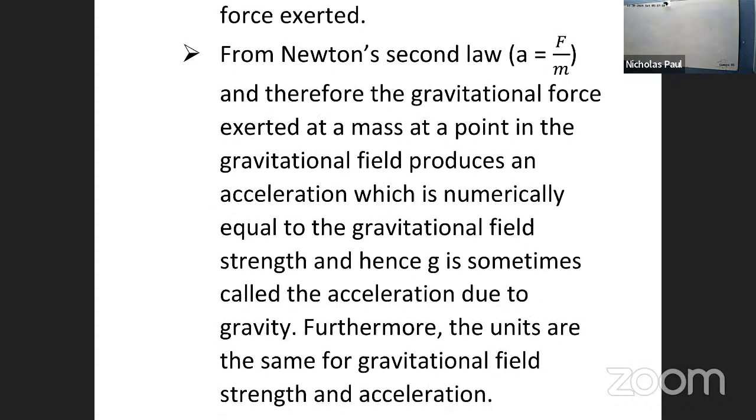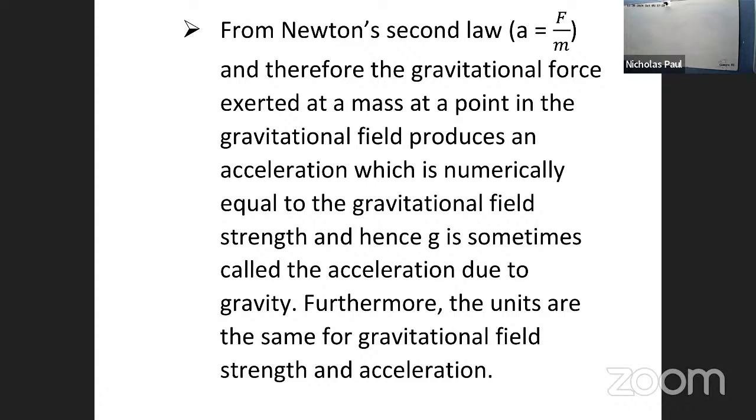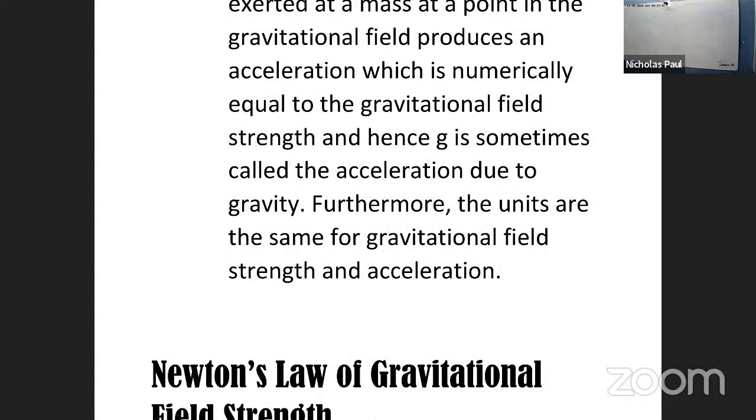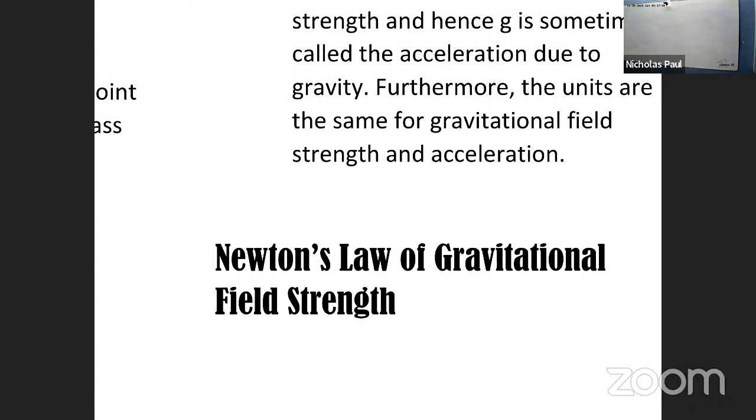From Newton's second law, a is equal to F over m, and therefore the gravitational force exerted on a mass at a point in the gravitational field produces an acceleration which is numerically equal to the gravitational field strength. Hence g is sometimes called acceleration due to gravity. Furthermore, the units are the same. So all these things you know already.